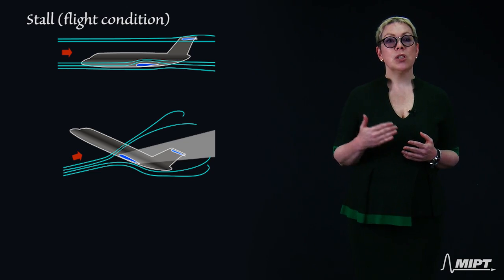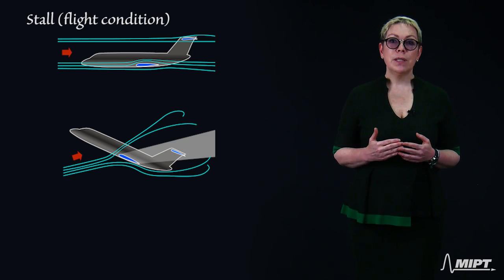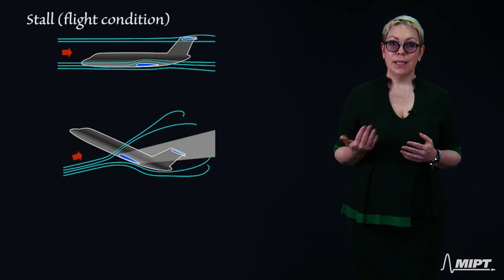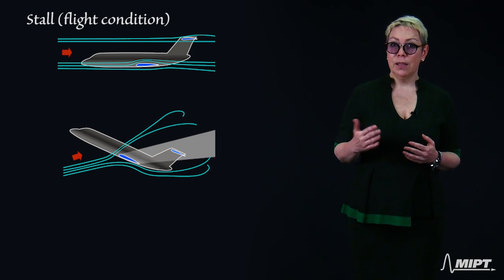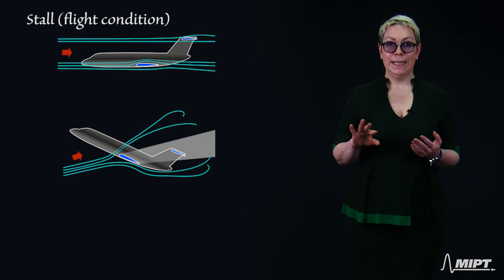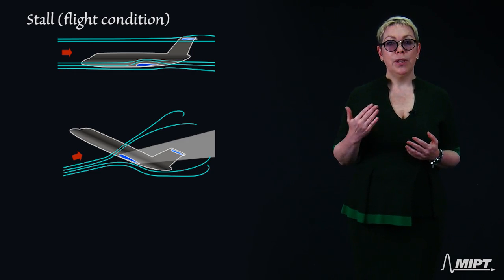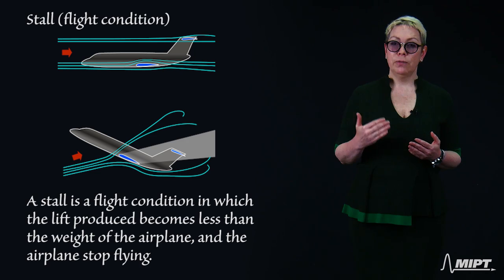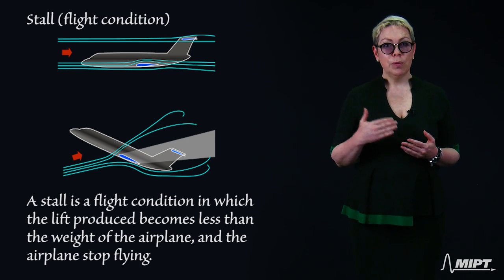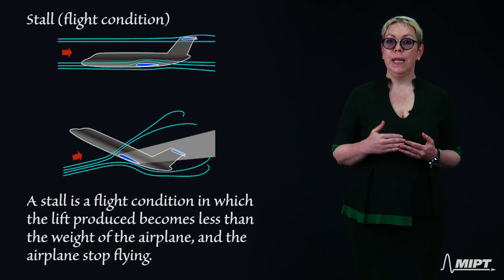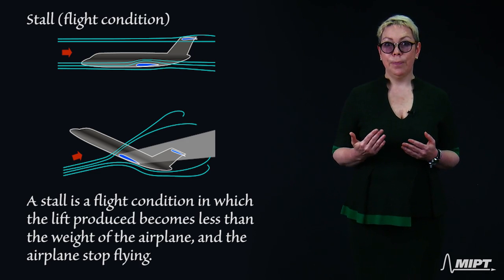For example, if a writer were to define the stall condition that an airplane experiences when it loses lift, he or she could start with the term stall and the classification flight condition, and then differentiate it from all other flight conditions. In this case, by a stall's unique characteristics, the definition might read something like this. A stall is a flight condition in which the lift produced becomes less than the weight of the airplane and the airplane stops flying.